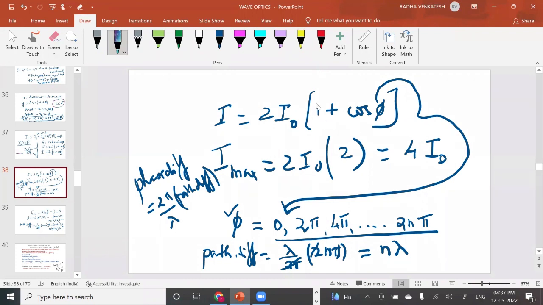So this term should be maximum. When will this term be maximum? We know for any trigonometric function the maximum value is plus 1. So cos phi should be plus 1 for this whole term to be maximum. Then this equation becomes 2I naught into 2, so the maximum intensity in a YDSE experiment is going to be 4 times I naught.